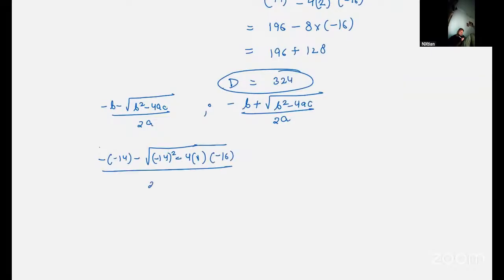So why can't you substitute b square minus 4ac in, like, sorry, sorry, sorry.